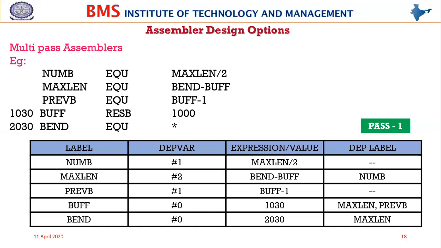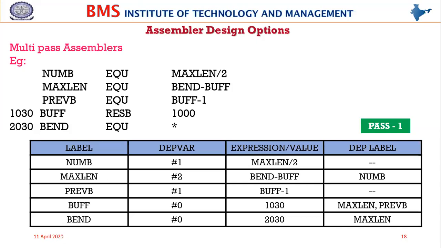Buffer end has the dependency of maxlen. I hope you understood this table. This is showing the dependency. Only two symbols got evaluated now: buffer, which is a declarative statement and got the address 1030, and buffer end, which is a symbol defining statement. Though it is a symbol defining statement, it got its address because 1000 bytes are reserved for buffer. The next location counter value is 2030, so that is the address of buffer end.